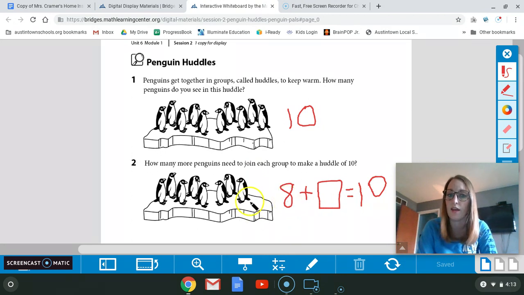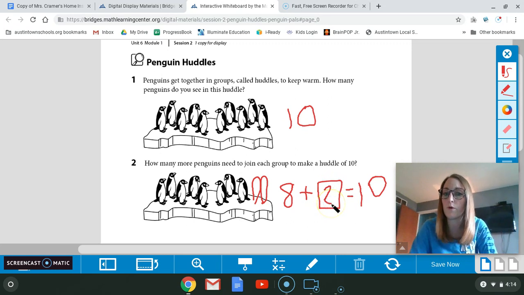Well, let's see. If I have 8 and I need to count up to get to 10, I'm going to pretend like these are penguins. 9, 10. How many more penguins did I have to draw on the ledge? That's right, 2. So how many more penguins did I need to make a huddle of 10? The answer is 2. Very good. 8 plus 2 equals 10.